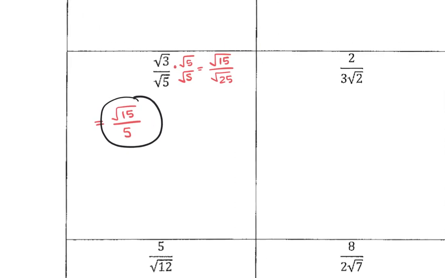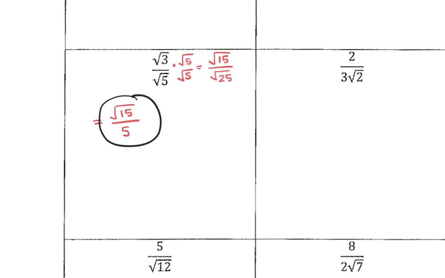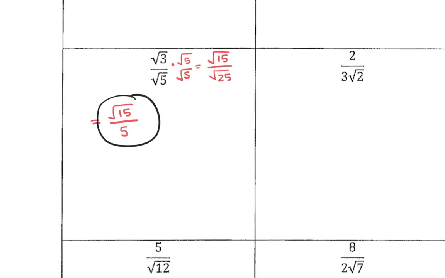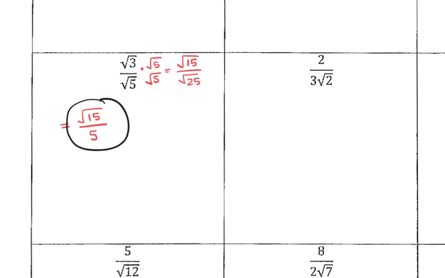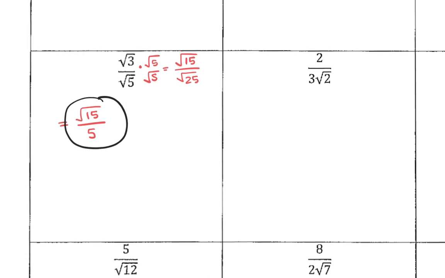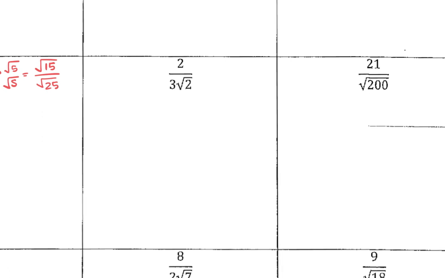The reason we can't simplify that one is because radical 15 doesn't have a coefficient, okay? I know 15 and 5 you may want to simplify. However, your numerator is a radical, so therefore we cannot simplify. All right, moving on to the next one.